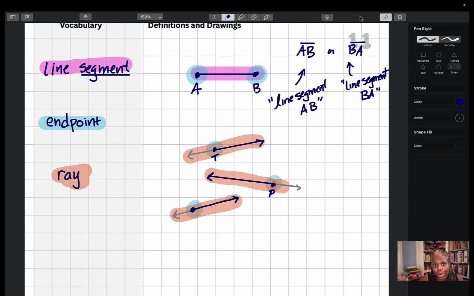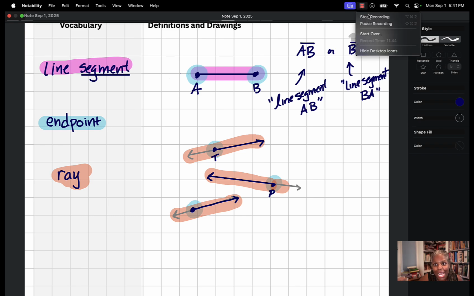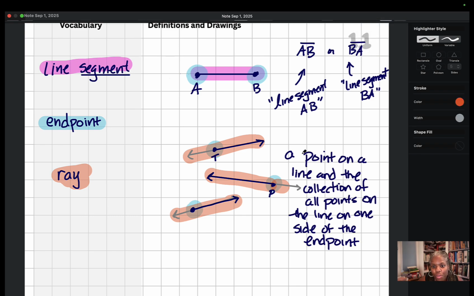So what's a ray? I'm going to write down the definition and I want you to copy it down too. So let's go over that definition again. It's a point on a line. This is what a ray is, right? And the collection of all the points on that line that's on one side of that endpoint. I know it sounds a little weird, but you get what I'm saying from our picture. We start at a point and then we go on one side of that point, continuing forever and ever in that one direction, and that's going to be a ray.